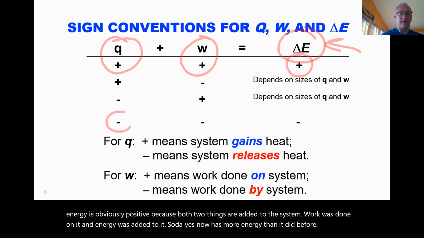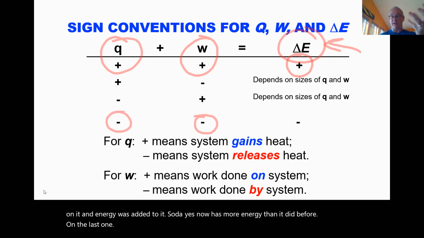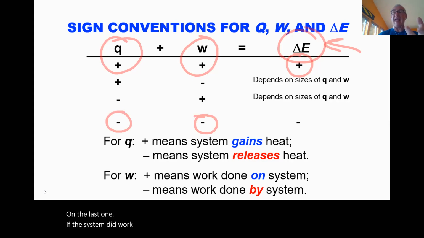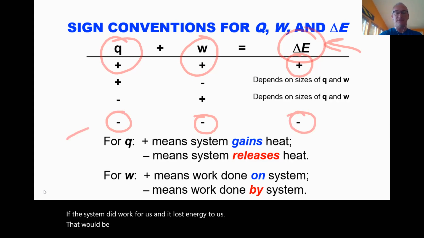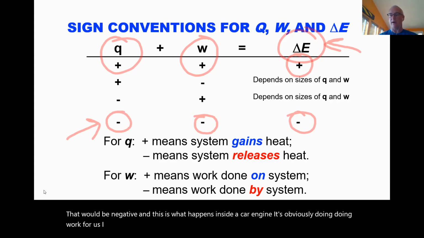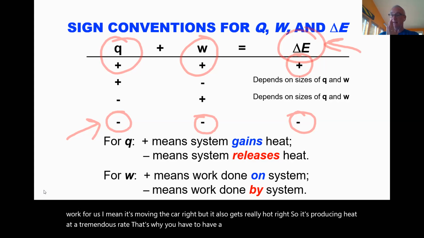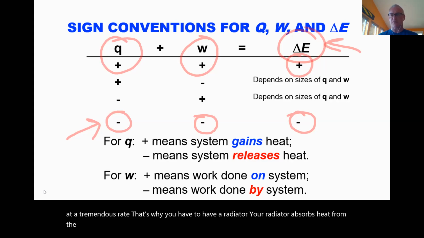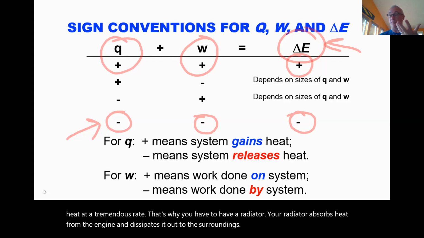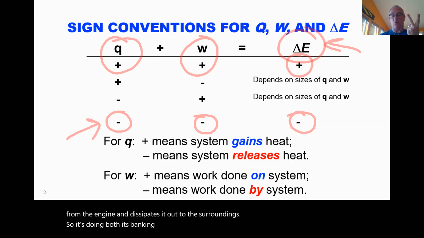And on the last one, if the system did work for us and it lost energy to us, that would be negative. And this is what happens inside a car engine. It's obviously doing work for us. I mean, it's moving the car, right? But it also gets really hot, right? So it's producing heat at a tremendous rate. That's why you have to have a radiator. Your radiator absorbs heat from the engine and dissipates it out to the surroundings. So it's doing both. It's making heat and it's producing work. So that change in energy is obviously negative.